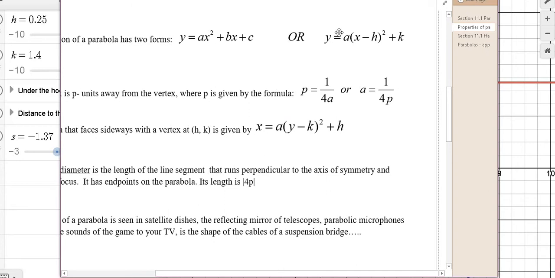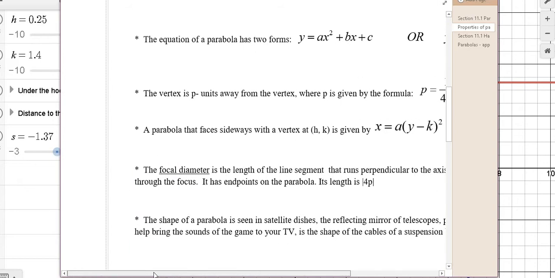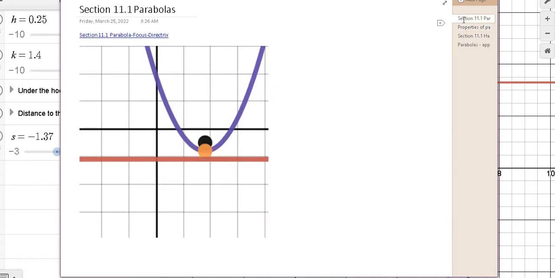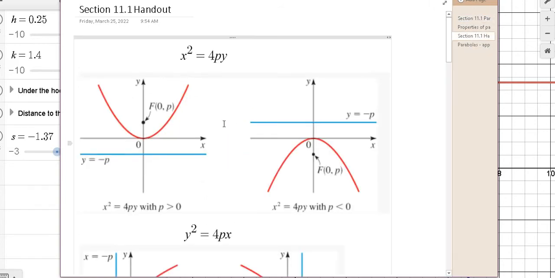Now I'm not necessarily going to write things as A is here. I might write 4P because A is really going to be related to the distance from the focus to the directrix, the focus to the vertex, and that distance is going to be calculated as A equals 1 over 4P. So let's take a look at another handout that goes with this, and I think it's this one right here.